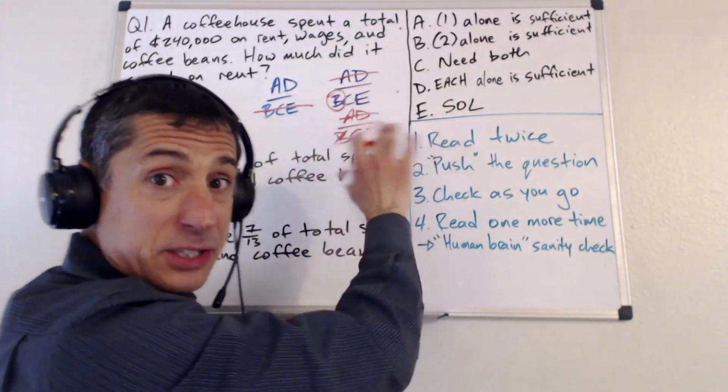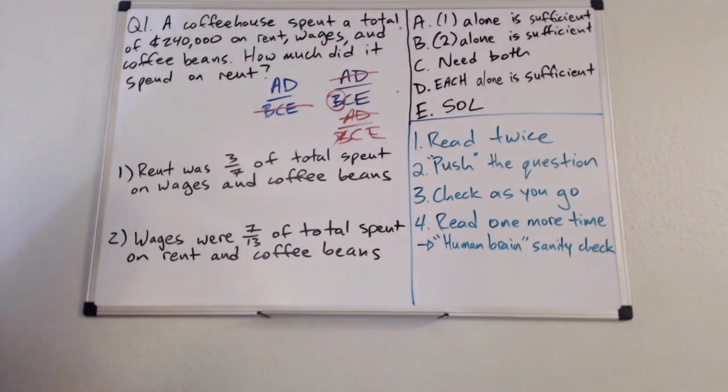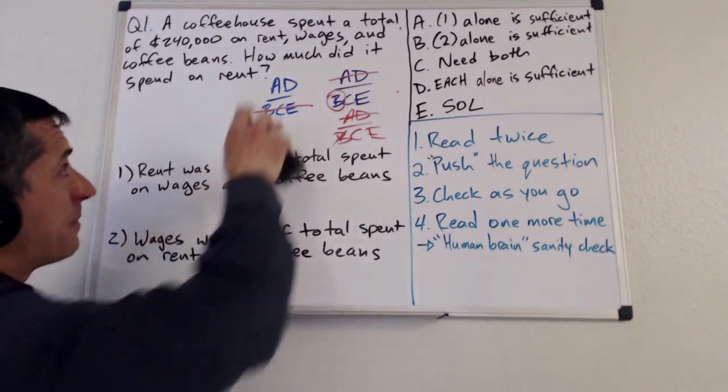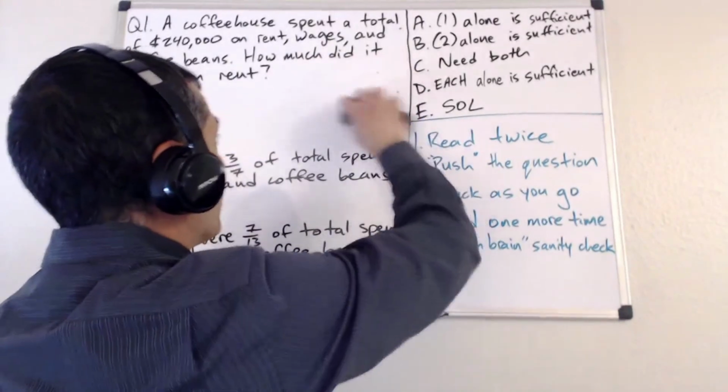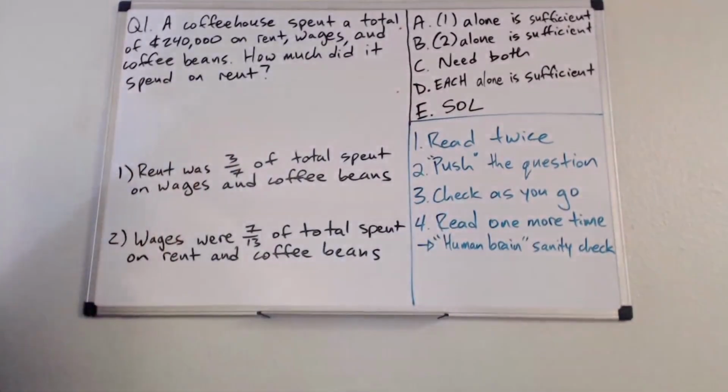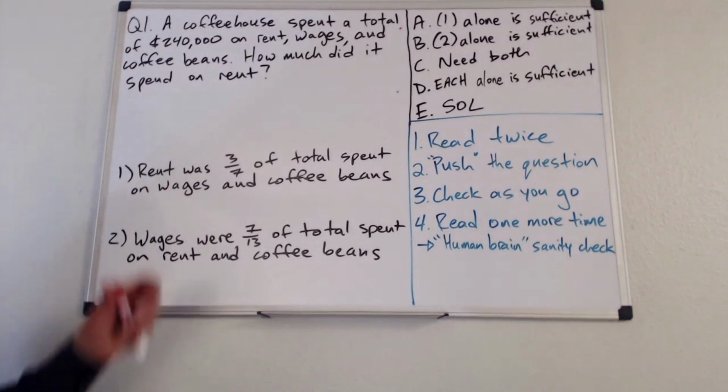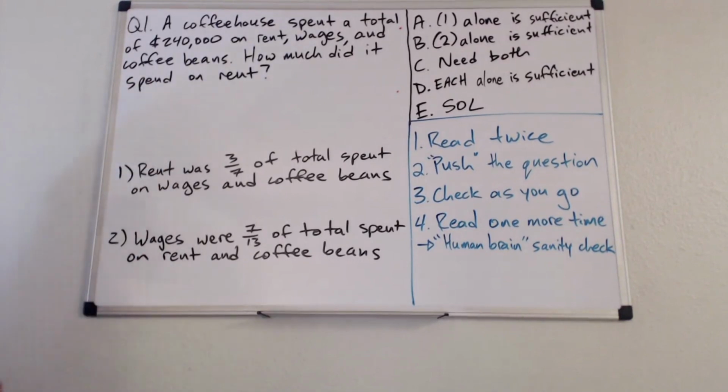It'll make your process so much more streamlined. Okay, let's actually do this question now that I've babbled for 5 minutes or so about process. Okay, strip this down a little bit just to make room on the screen. A coffee house spent a total of $240,000 last year on rent, employee wages, and wholesale coffee beans. How much did it spend on rent?